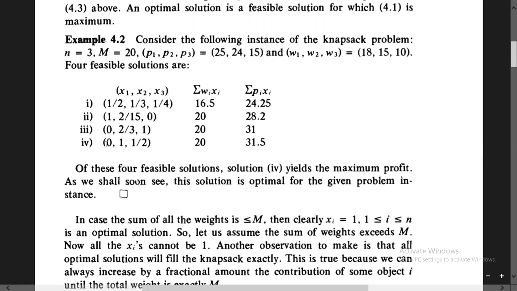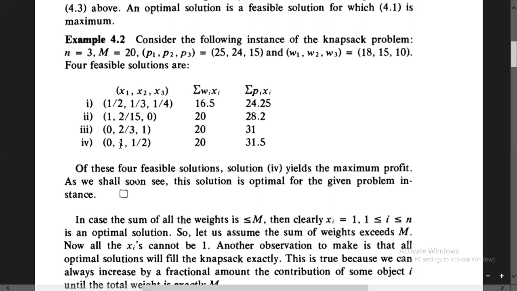In this case, what you have done is you have taken item 2 separately, that is, the full item 2. Item 2 will give you a profit of 24 and it has a weight of 15. Remaining capacity of the bag is 5 kgs. Total capacity is 20, and you have already taken 15. So the first item you have not taken at all.